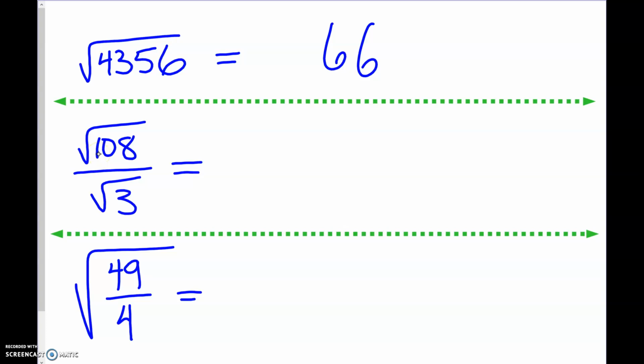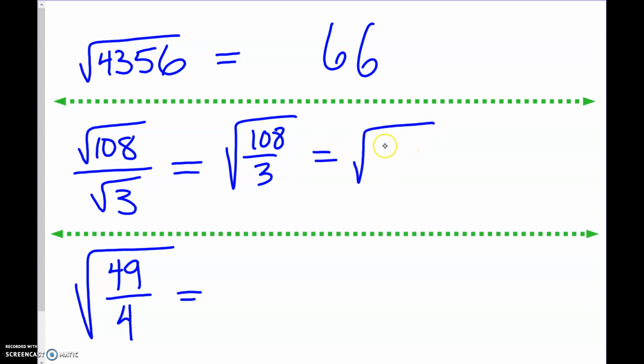All right, the first thing I'm going to do here is 8 plus 1 is 9, so I know 3 goes in there. So 108 divided by 3. So I have the square root of 108 divided by 3. Well, 108 divided by 3 is 36. And now the square root of 36 is 6.